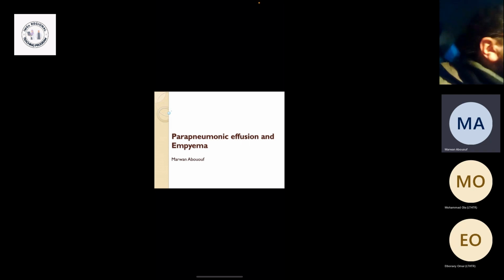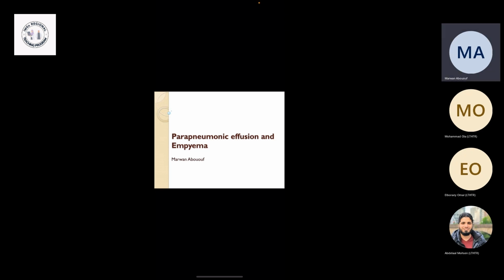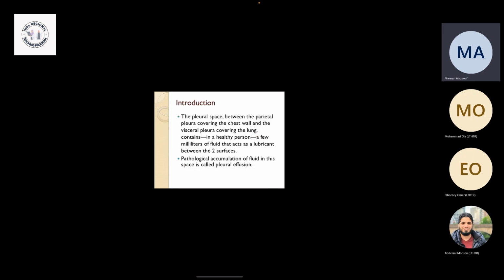The pleural space is a space between the parietal pleura, which covers the chest wall, and the visceral pleura, covering the lung. Normally, in a healthy person, the pleural space contains a few millimeters of fluid that act as a lubricant between the two surfaces. If pathological accumulation of fluid appears, we call that pleural effusion.